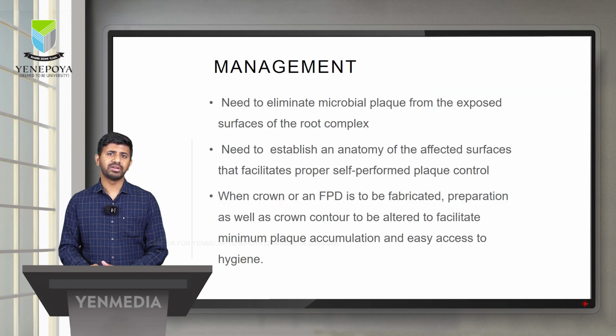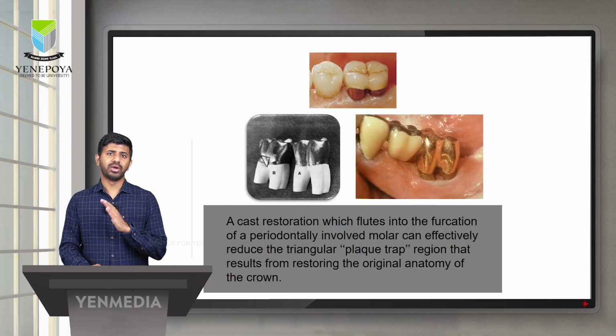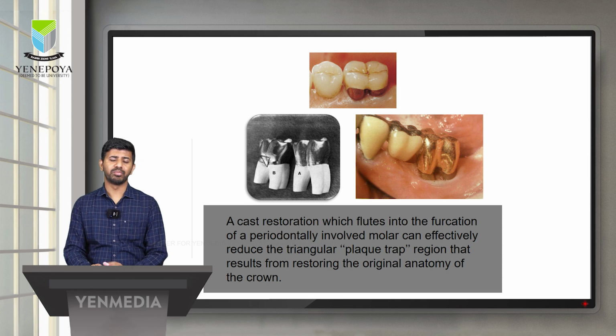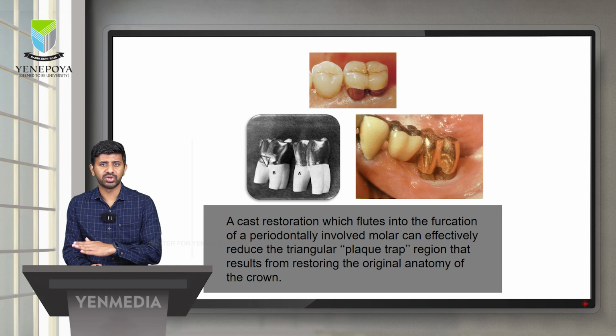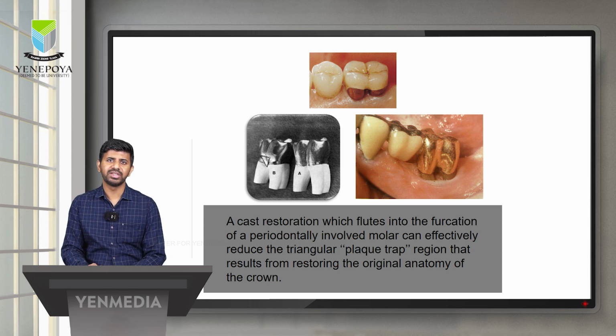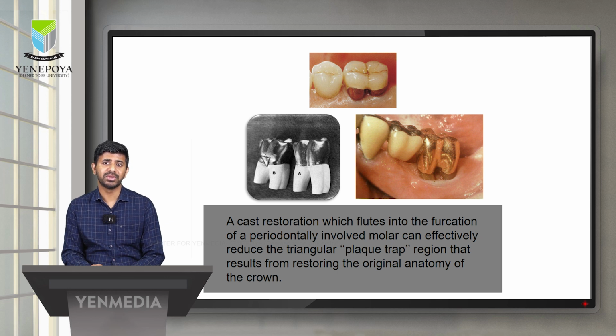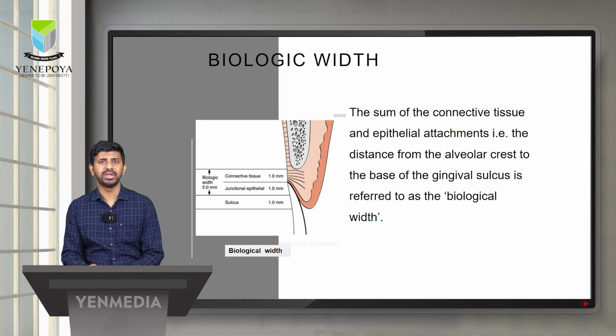And how do you manage it? Managing it is very important. We can first have good oral hygiene, remove the plaque from the surface, make sure that all the irritants are very well managed, and then we can have a cast restoration which follows the anatomy of the furcation, so that proper oral hygiene measures can be maintained and plaque trap areas are eliminated.